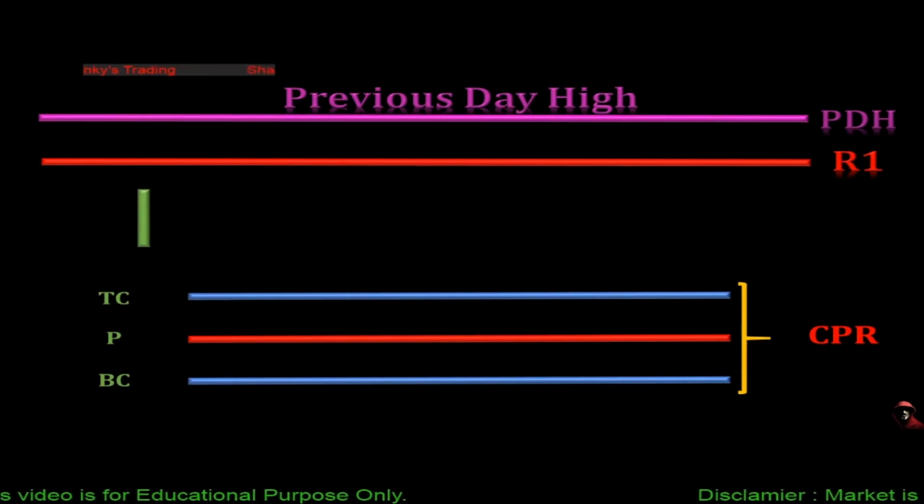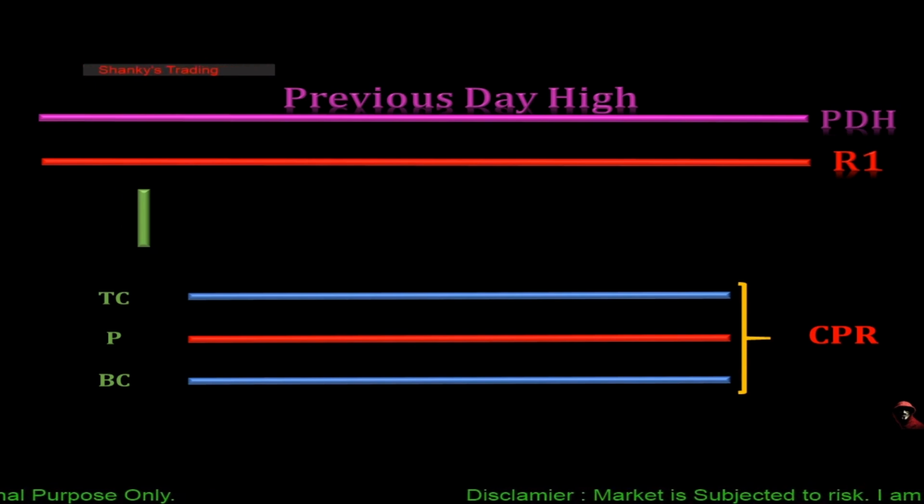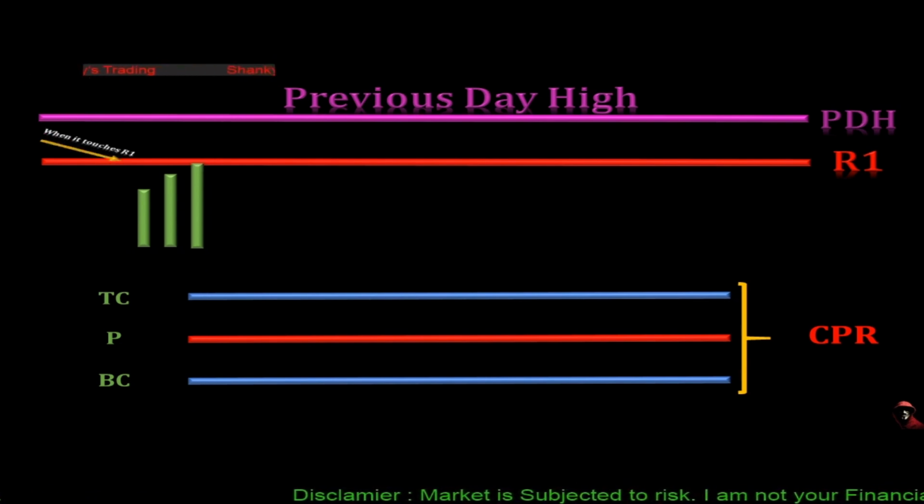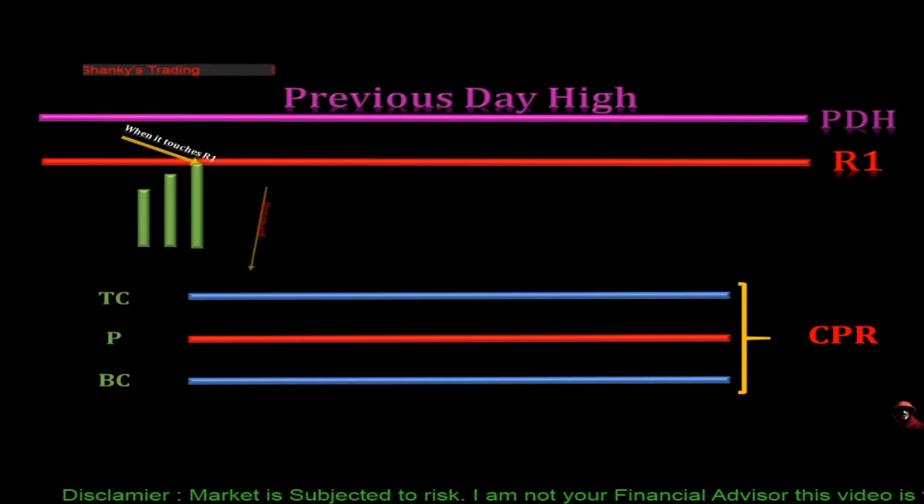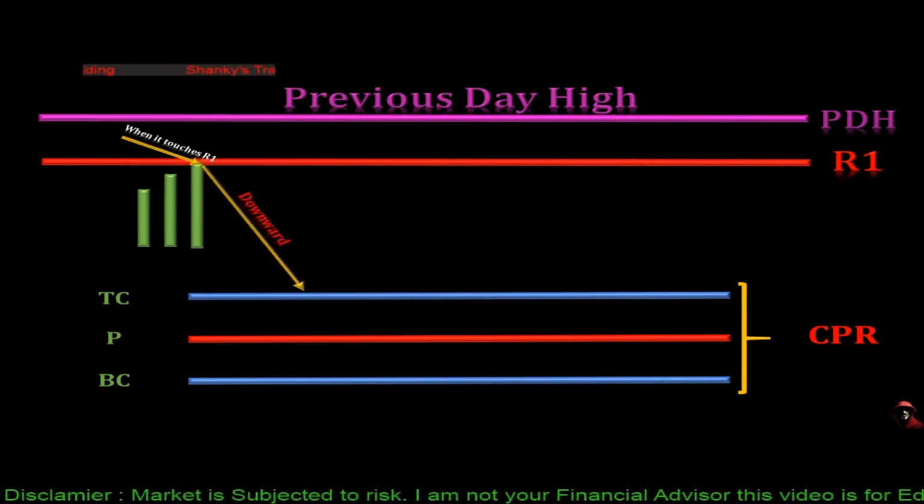As you can see, the first opening candle is in between CPR and R1, and I think a lot of the time you would have heard about this whenever I say CPR and R1. So whenever the first candle is opening in between R1 and CPR, then what will happen? It will go and touch R1. When this scenario happens and it touches R1, according to the CPR, it will come down to the CPR. This is the first condition, when the first candle opens between R1 and CPR.